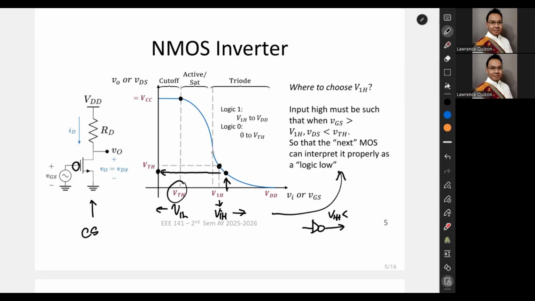at most, the VOH, or VOL rather, is less than VTH. So then it guarantees that the next inverter's MOS will be in cutoff as well. So this is how we choose the VIH and VIL for the NMOS inverter.